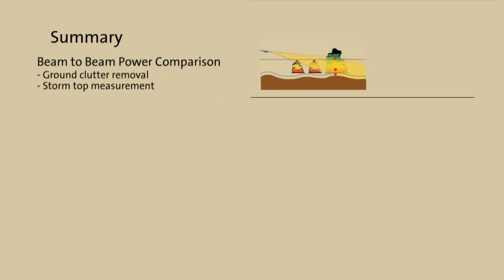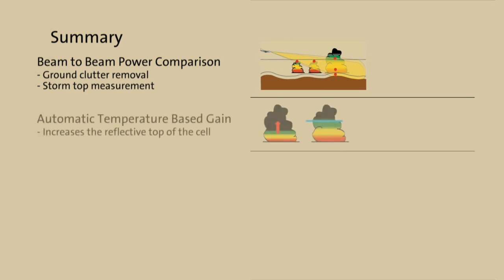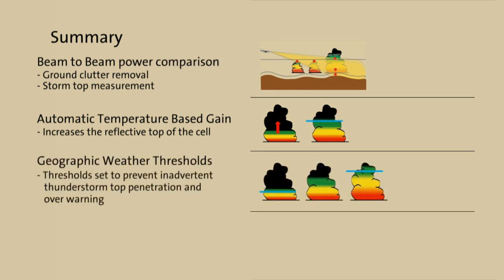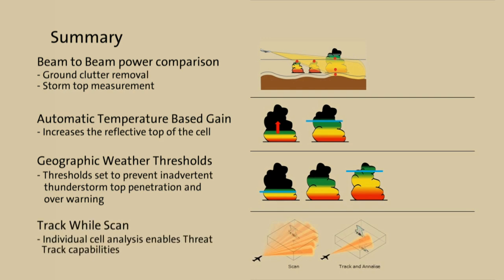In summary, MultiScan ThreatTrack radar contains a decade's worth of technologies that drive the radar. But the four fundamental elements are beam-to-beam power comparison that enables ground clutter removal and cell top measurement, automatic temperature-based gain that allows the radar to better see non-reflective cell tops, geographic weather correlation that enables the radar to better predict actual cell tops in the different regions of the world, and Rockwell scan technology that enables detailed thunderstorm analysis and activates the ThreatTrack warnings.